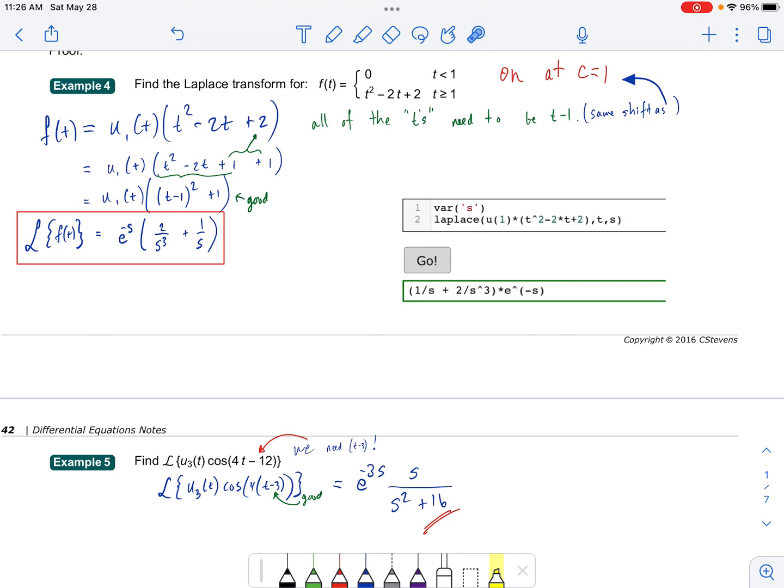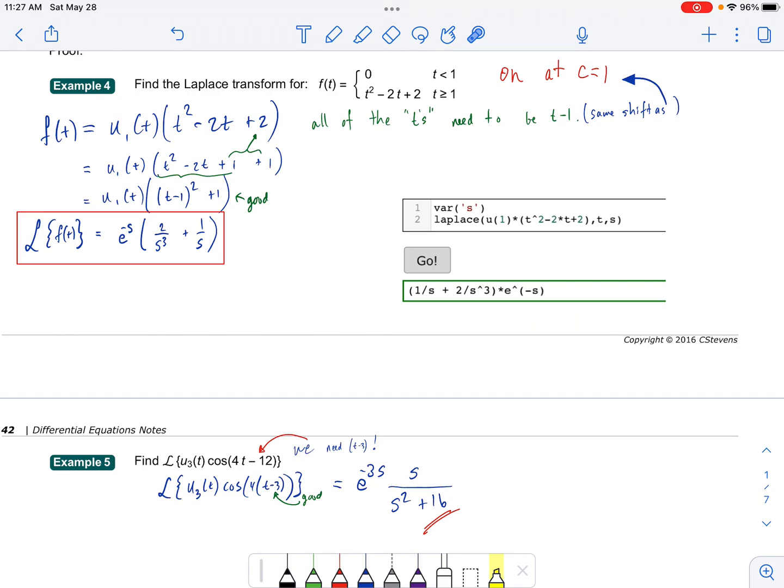So using our theorem to find the Laplace, it was just e to the negative 1s, that was from the unit step and the shift. And then think of this t minus 1 squared as really just a t squared, so it would be 2 over s cubed, plus the Laplace of a constant, which is just 1 over s. And we verified that SageMath would also give us that right on here.